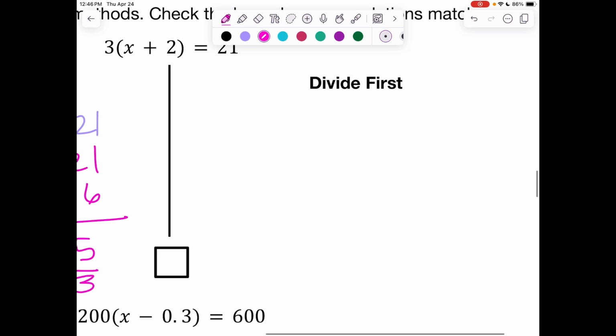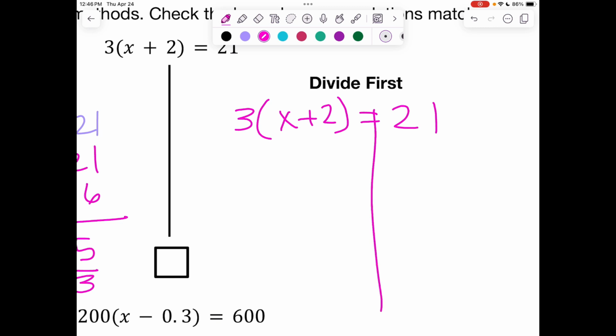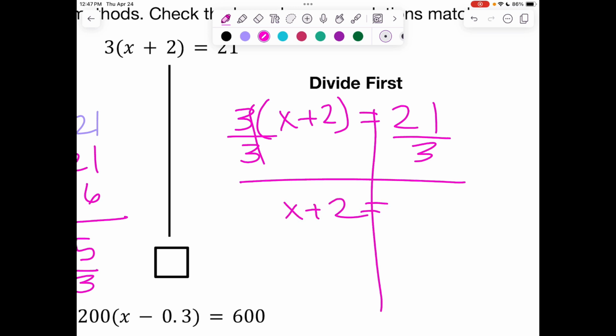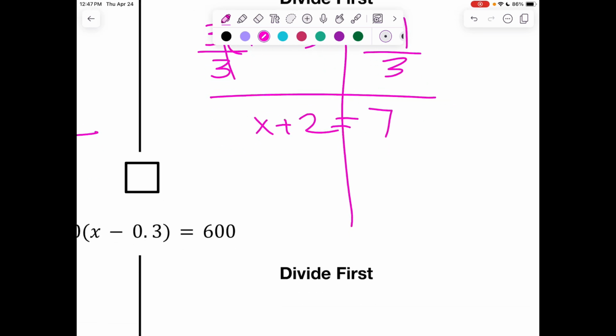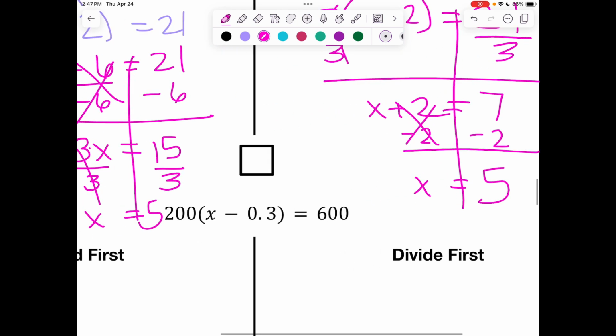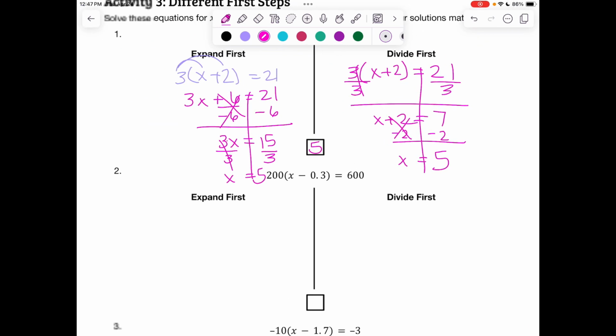Now let's do it the same way, but let's divide before we do anything else. So for this one, we're going to divide by this 3 first. When we do that, our 3's cancel out, so all we're left with is x plus 2. And then 21 divided by 3 is 7. So then our next step is to get rid of the plus 2, so we're going to minus 2 from both sides. When we do that, we get x equals 7 minus 2 is 5. And if you notice, we got 5 for both of them, as we should.